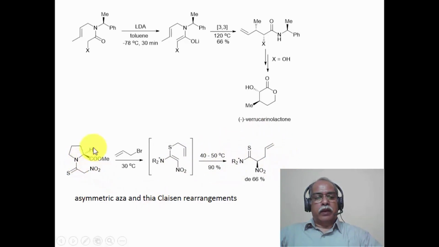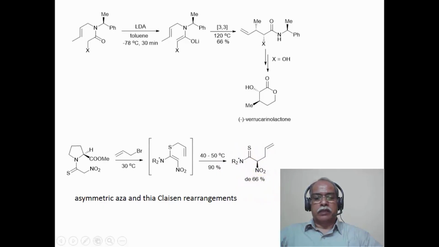Here, if the chiral auxiliary group is the proline group, which is shown here, then this proline template is acting as a chiral auxiliary group that induces the enantioselectivity of this particular compound. Because there is a chiral center here, the diastereoselectivity is what is reported for this compound to be about 66%.